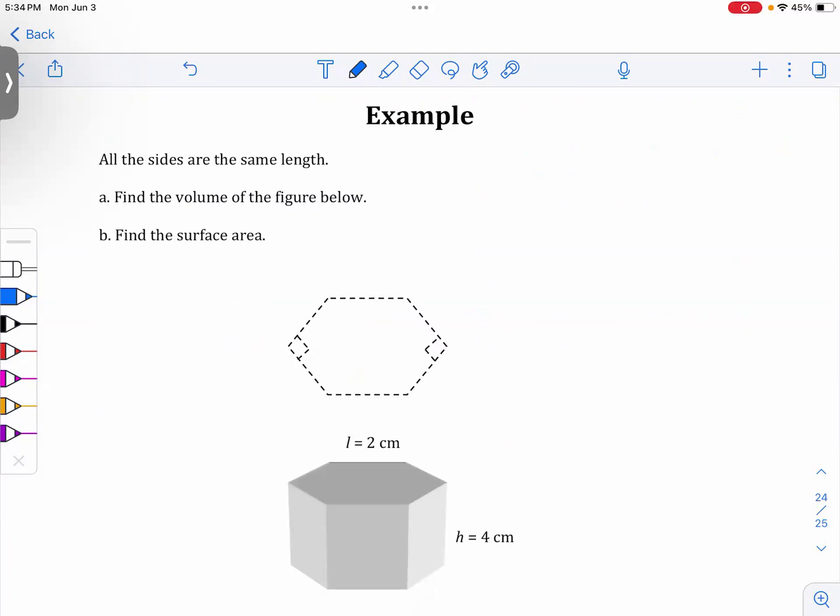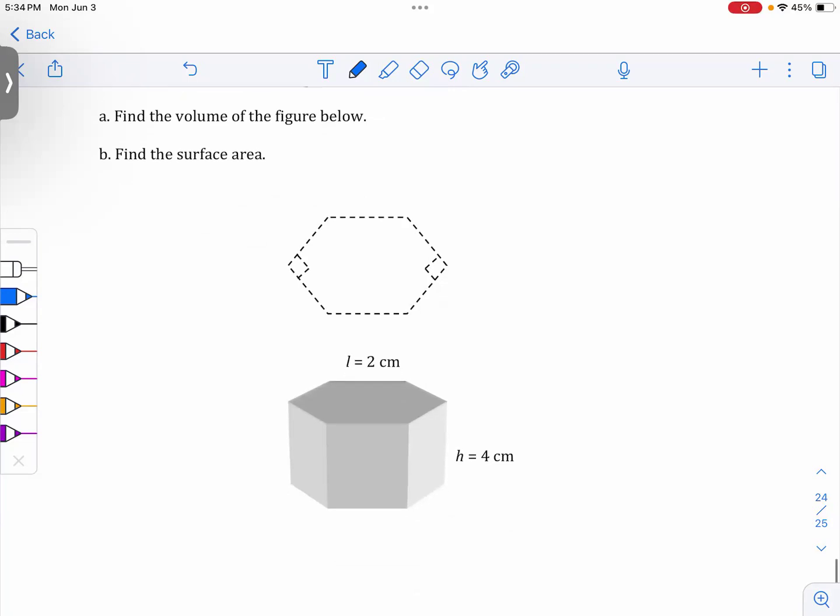So, looking at another example here, all sides are the same length. Find the volume of the figure below, find the surface area. Now notice that this is not one of our equations that we just found: rectangular solid, sphere, cylinder, and cone. So this is a hexagon that then has a height.